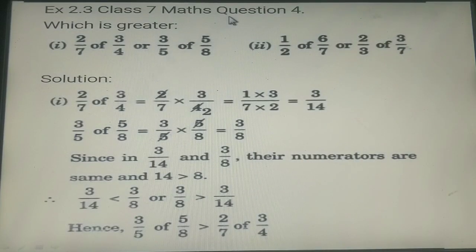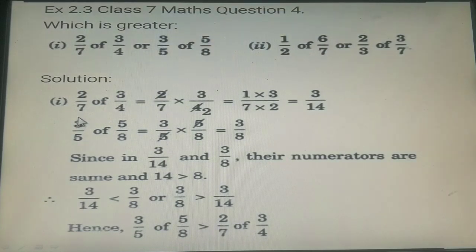This is question number 4, which is again very interesting, and it always comes in your exams also. They are asking you which one is greater. That means they are asking you whether 2/7 of 3 by 4 or 3/5 of 5 by 8 is greater. This part is greater, or this part is greater. So for that you have to find the product of the first two fractions and the product of these last two fractions also. Okay.